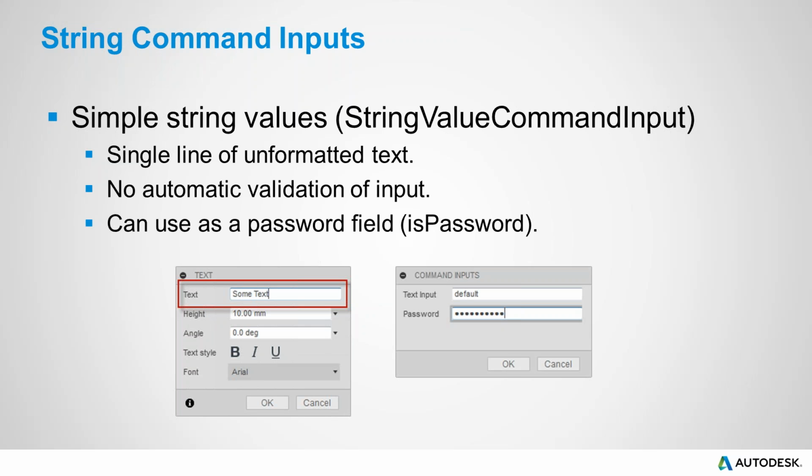There's a property on the string value command input called isPassword, and if you set that to true, then characters don't show up, just dots. If you read the value, you get the actual value, but the user just sees those dots.